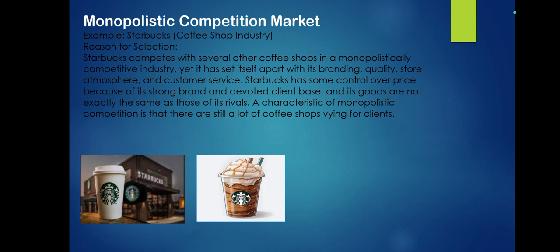Starbucks has some control over price because of its strong brand and devoted client base. And its goods are not exactly the same as those of its competitors or rivals. A characteristic of monopolistic competition is that there are still a lot of coffee shops vying for clients. So basically, when we talk about coffee, Starbucks will be popping up in the mind because of their branding. Starbucks has reached a high branding, and we can also see in some countries Starbucks is well known by people around the world.